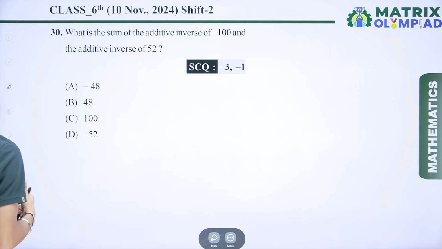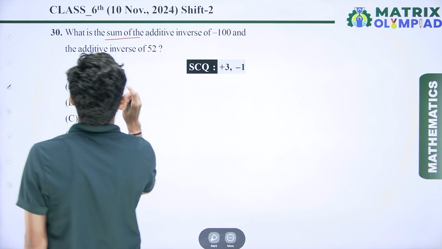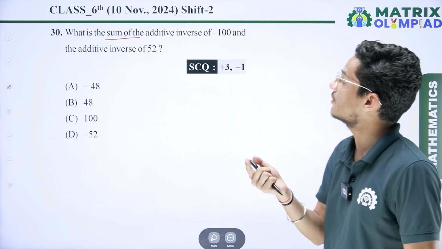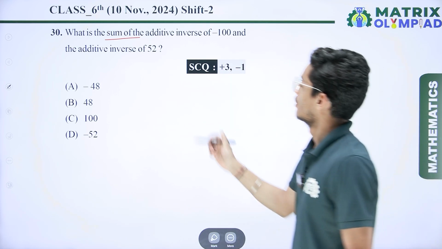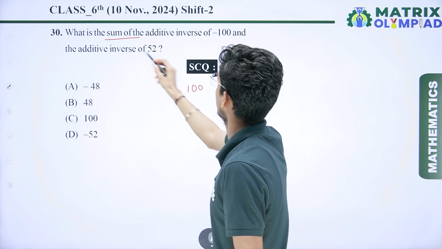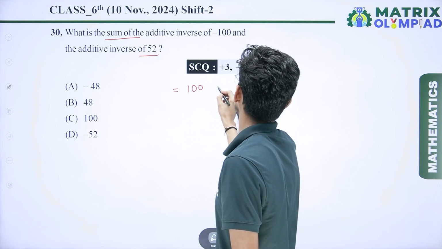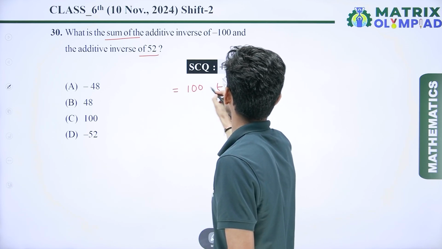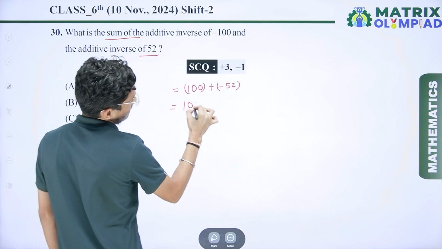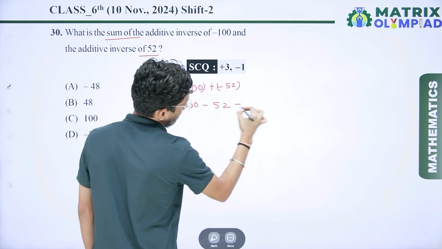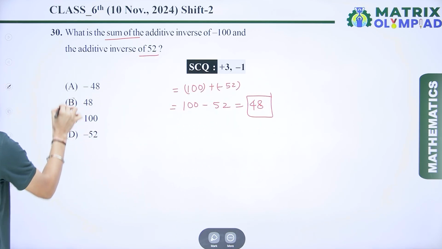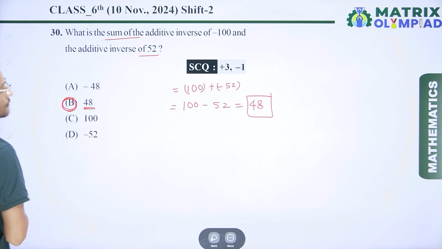So if I talk about the next question, that is what is the sum of the additive inverse of minus 100 and the additive inverse of 52. So we know the additive inverse of minus 100 is 100, and the additive inverse of 52 is minus 52, and we have to find their sum. So I put plus here. Now if I solve, I can say 100 plus minus 52. So here we get the answer 48. So check which option is correct. Option number B is the correct answer.